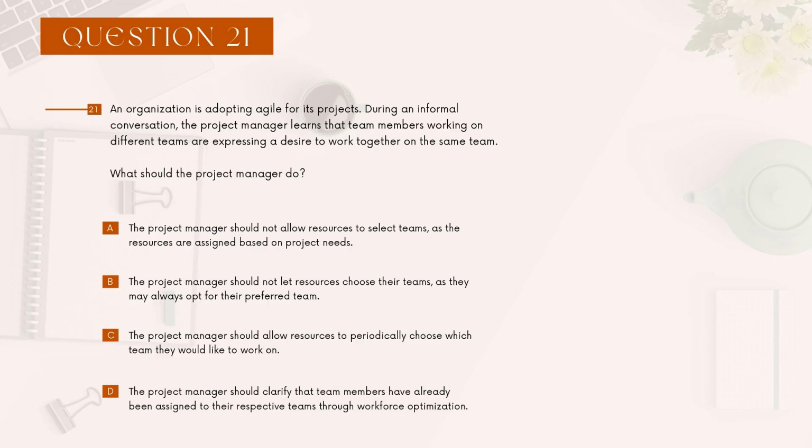An organization is adopting Agile for its projects. During an informal conversation, the project manager learns that the team members working on different teams are expressing a desire to work together on the same team. What should the project manager do? All right, so what do we have here? We have a situation where you're doing a project and you want to basically work with your best friend on the project. That's how I see this situation. So you have these team members, they're working on different teams, but they want to work together on the same team. What should the project manager do?